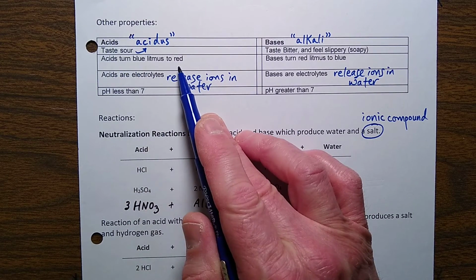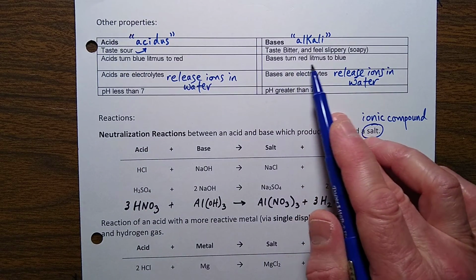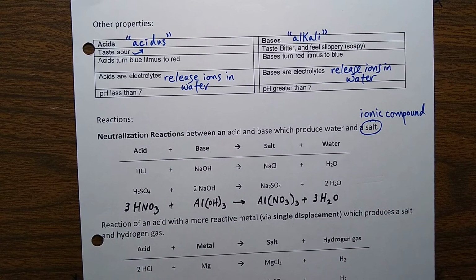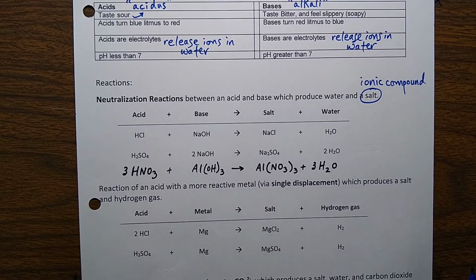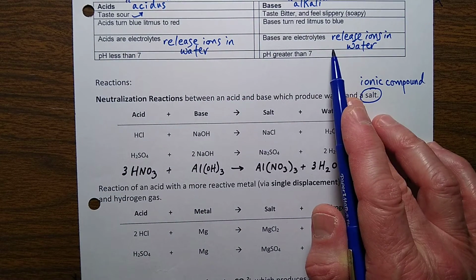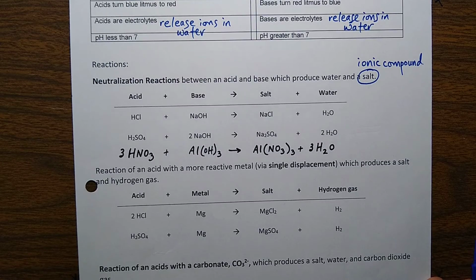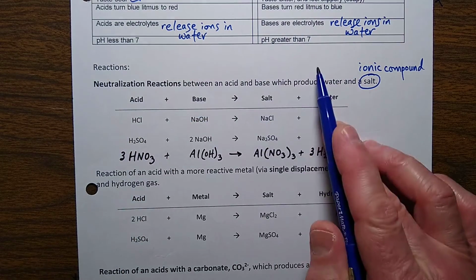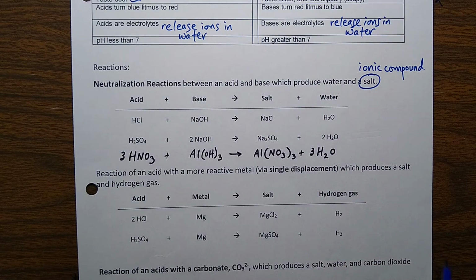Acids turn blue litmus paper red. Bases turn red litmus paper blue. You see how there's always a symmetry in how they're related to each other. Acids and bases are both electrolytes. That means they dissolve in water and release ions. The pH of acids is defined as less than 7. The pH of bases is greater than 7.